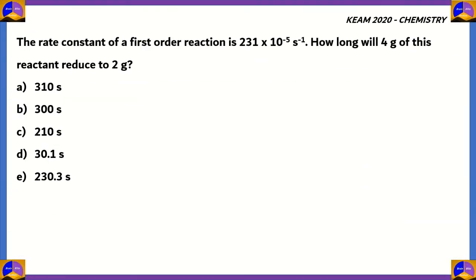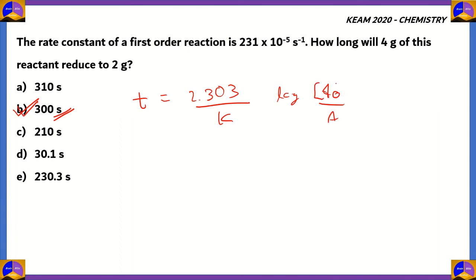So therefore the correct answer is option B, 300 seconds. What we did was put in the integrated rate equation: t equals 2.303 divided by k times log A naught divided by A. Both of them are concentrations. The simple thing that we did was put in the values, and then we get a log 2. Log 2 can be found easily once you refer to our other video on how to find log in 15 seconds.